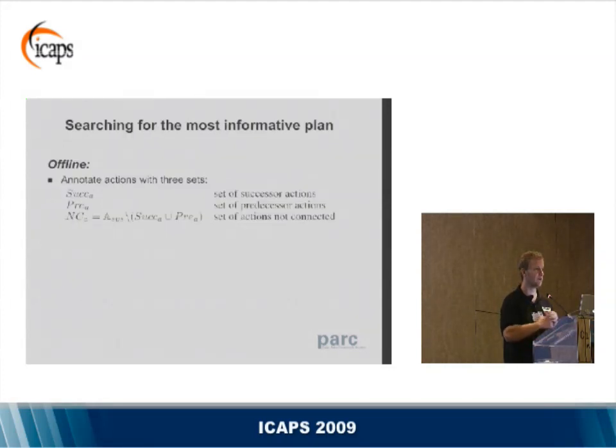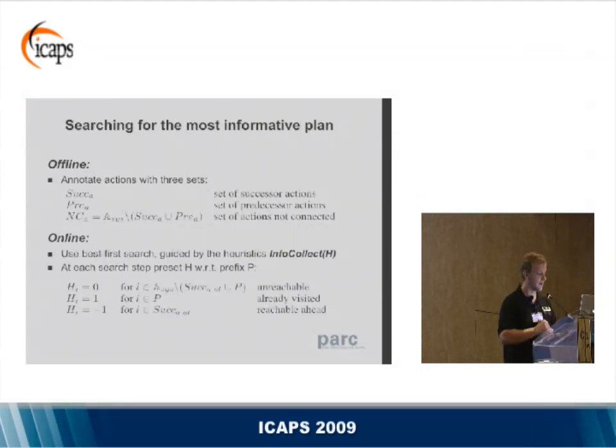Offline, we need to compute three sets for each grounded action. We compute the successor set, meaning all the actions which I can reach, then the predecessor set, all the actions which I can reach in the opposite direction, and then all the actions which I'm not connected to. Online, we use a best first search, which is guided by this info collect, and at each single step, we preset the h.